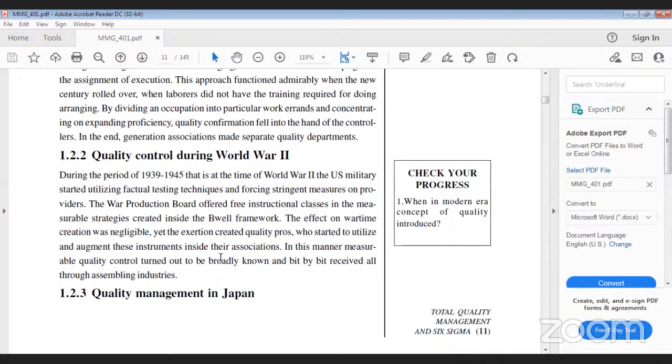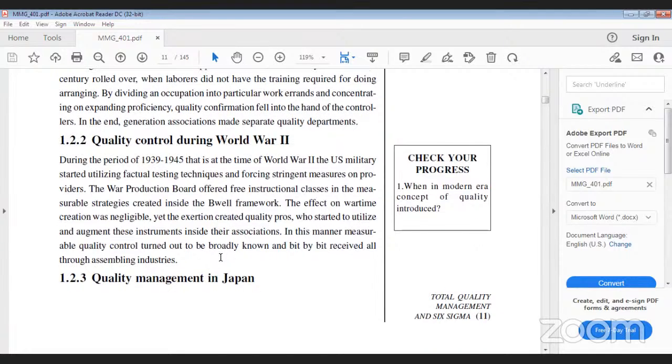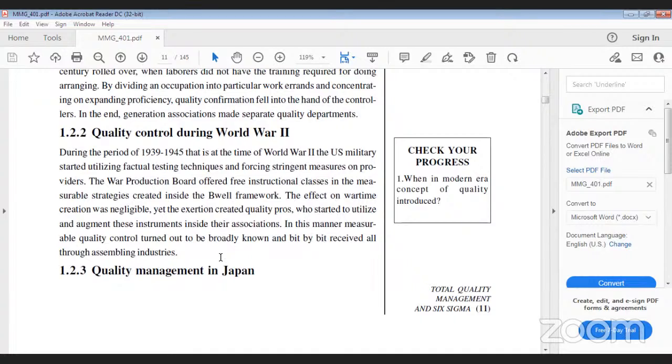There is also quality control in Japan management here. After the war, in the late 1940s and mid 1950s, the War Production Board offered free industrial classes in the quality strategies created inside the framework also there.